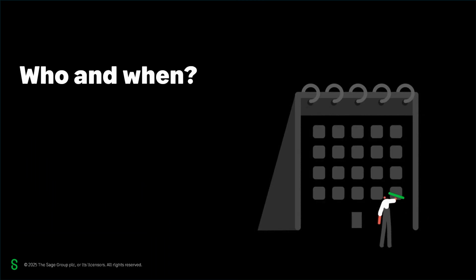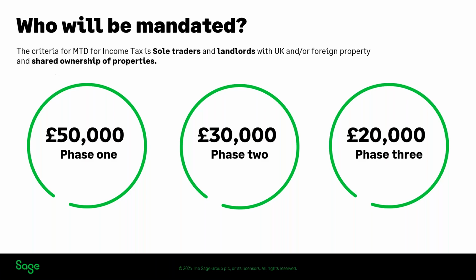So who and when? So the criteria for MTD for income tax is sole traders and landlords with UK and/or foreign property, and also shared ownership properties. If you're a sole trader with multiple businesses, then it will be the combined income of those businesses that will determine if you cross the threshold.